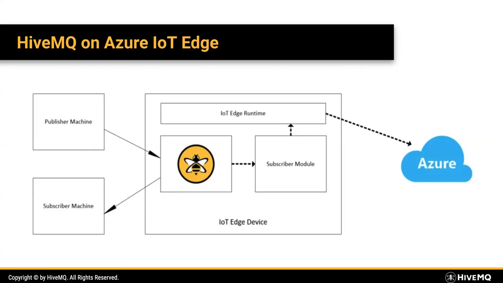On the other side, we can see that the Hive MQ broker is deployed on the IoT Edge device. And also over there, we can see that besides the IoT Edge runtime, which is the core part of IoT Edge, we have the subscriber module. In this case, the subscriber module subscribes to one of the topics of the Hive MQ broker, the MQTT broker. And we can say that the subscriber module in this case can be interested in the same topic as the subscriber machine, or maybe a different topic or different topics.